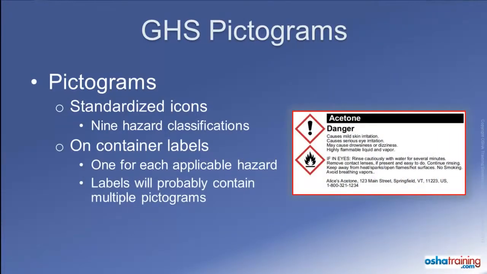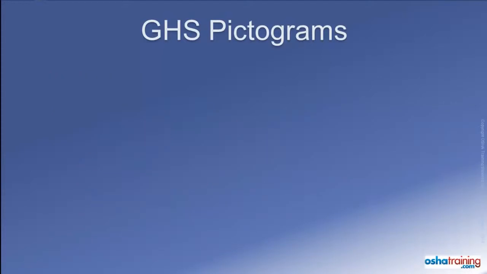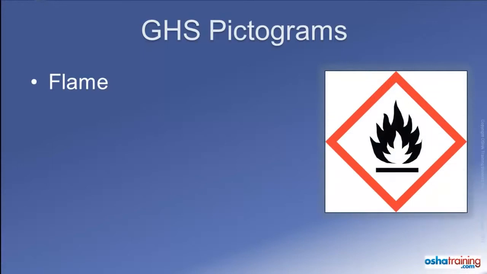By the way, pictograms appearing on a product label can also be found on the safety data sheet for that product, where you can get even more detailed information about hazards and recommended precautions. The first pictogram we will discuss is an icon of a flame. Obviously, this is associated with flammable liquids, solids, and aerosols, and will appear on labels for those products.